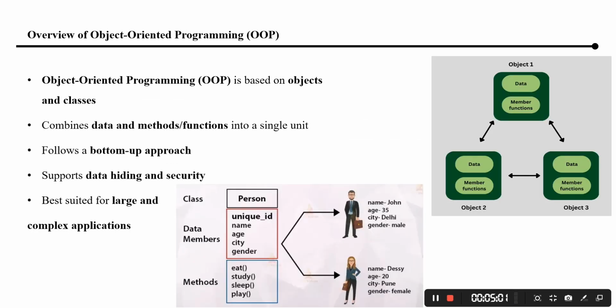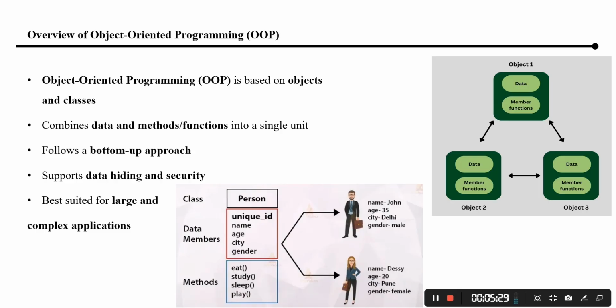Next, overview of object-oriented programming paradigm. Object-oriented programming depends upon classes and objects, mainly on classes and objects. It combines data and methods into a single unit. It follows a bottom-up approach. It supports data hiding and security. And of course, it is best suited for large and complex applications.